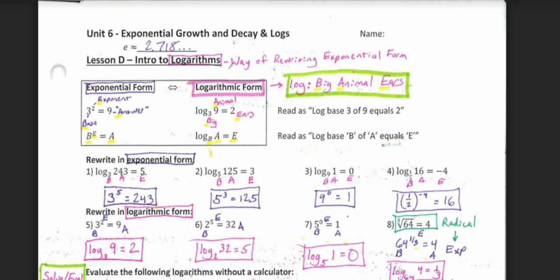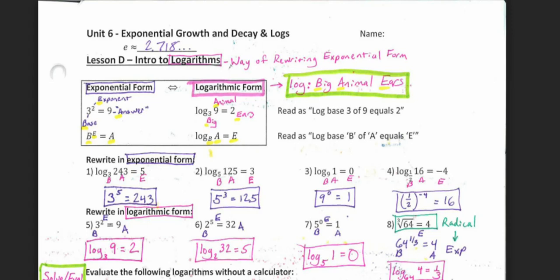All right, folks, before you begin watching this video, I'd like you to click on the link above it that says the log big animal ears mnemonic device. This just shows a picture of an elephant holding a log in his trunk. So anytime you see the word log, I want you to think of that elephant with his big animal ears, because that is going to be our mnemonic device for remembering how logs work.